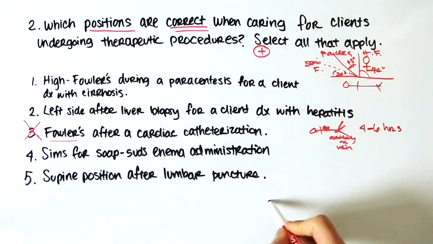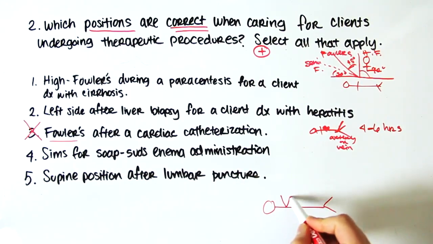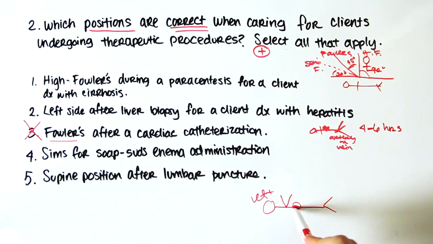So let's draw this out. Here is the patient, and those are the hands, left side. So if the patient is lying on the left side, what are we exposing? The right. Why? Because this is where the liver is.